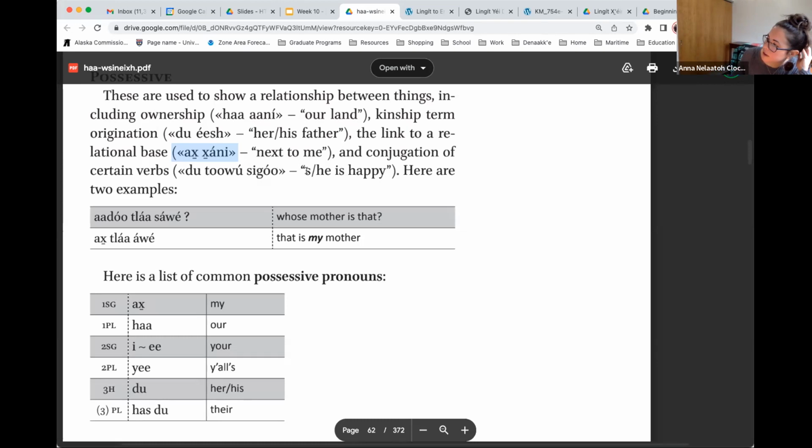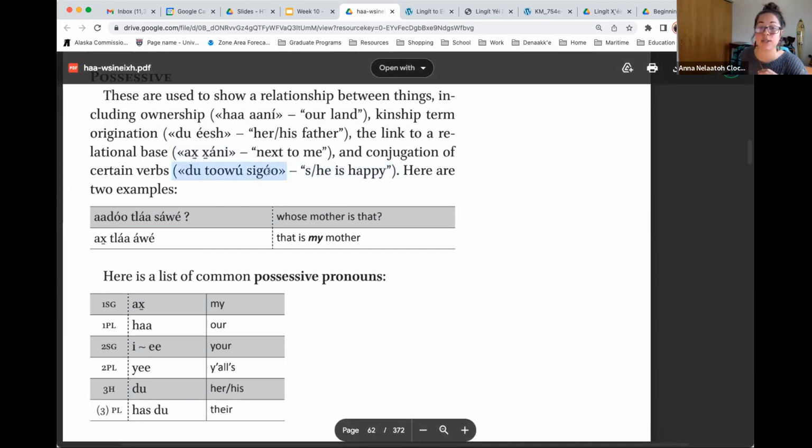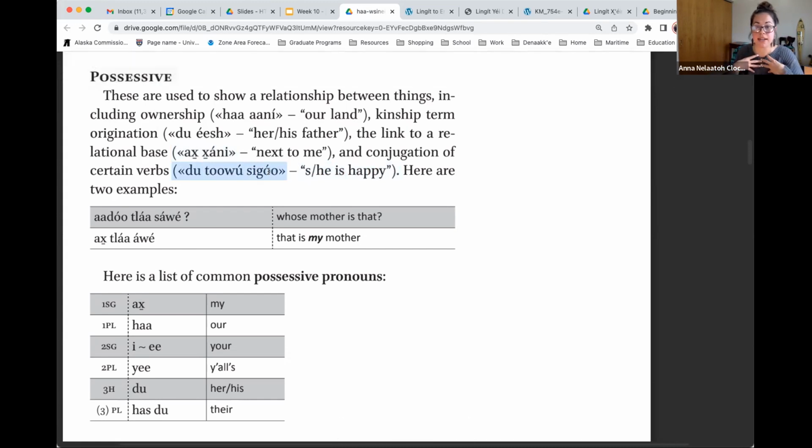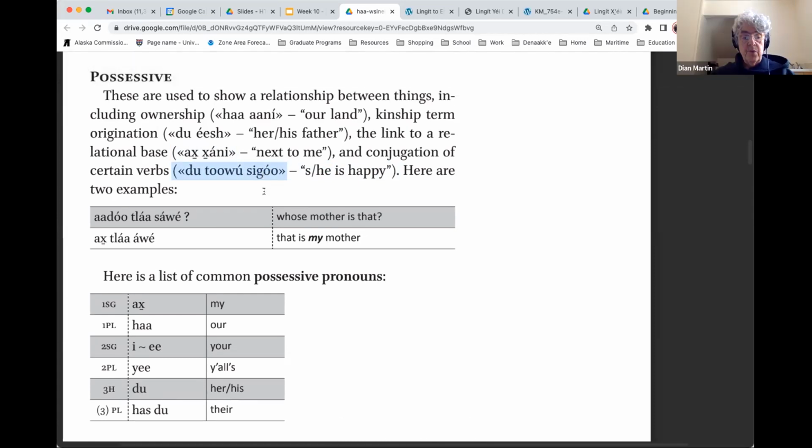So same thing with she or he is happy or they are happy. Like you're kind of doing something or being a certain way. You're a subject in English, but in Tlingit, we use a possessive pronoun. We're talking about my insides are happy. So for their insides are happy. So for they are happy, repeat after me. Jeewú sigu. Okay.